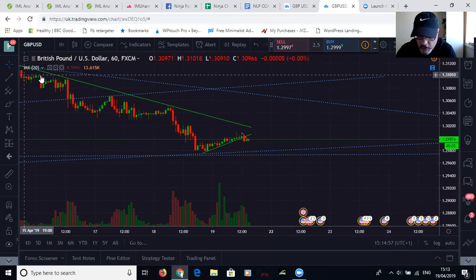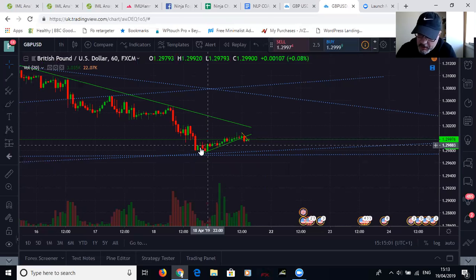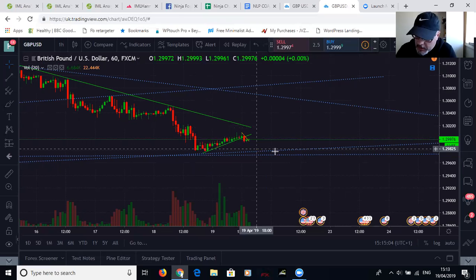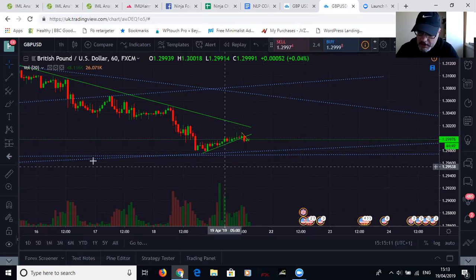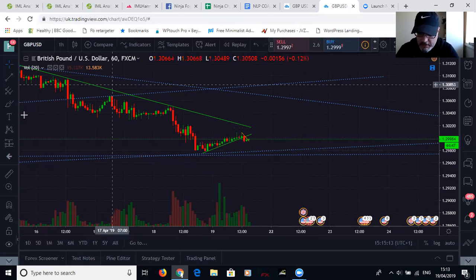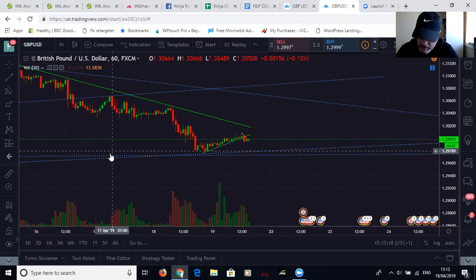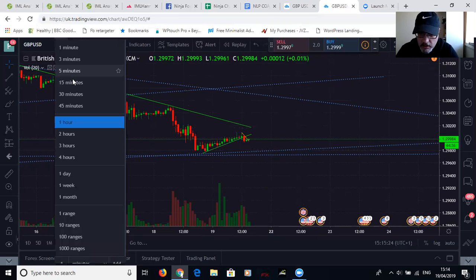So as you can see, overall it's been heading down, and for the last few hours it's been pushing up-ish. These blue lines here are 4-hour and daily trend lines. So as you can see, there's a trend line there, but it's obviously broken that and started moving down. And there's a trend line underneath here. In fact, let's go to the 4-hour and have a quick look at that.